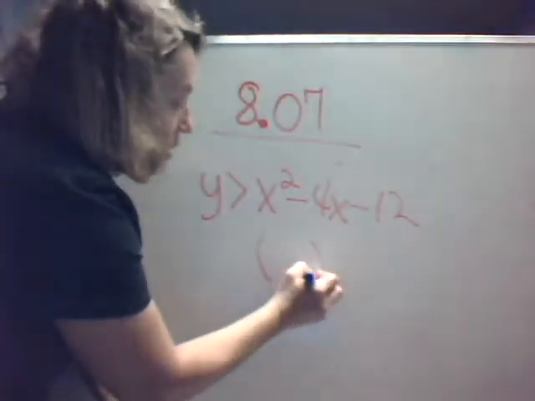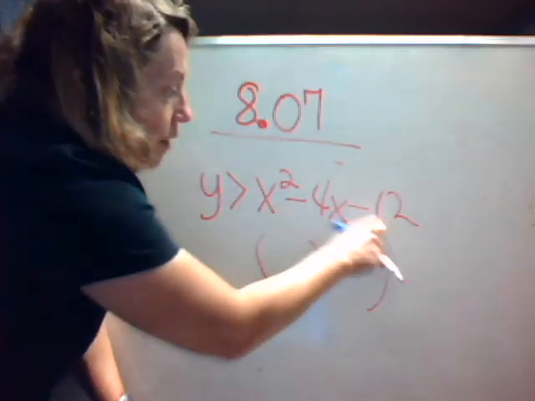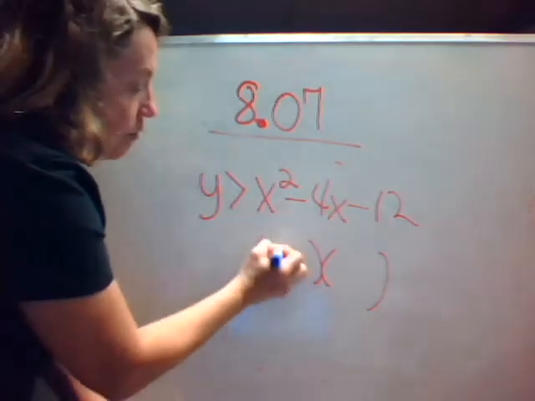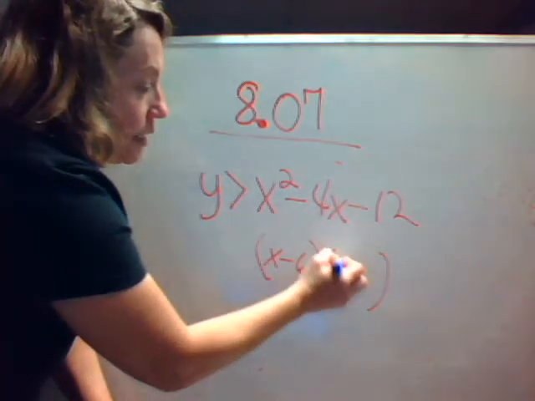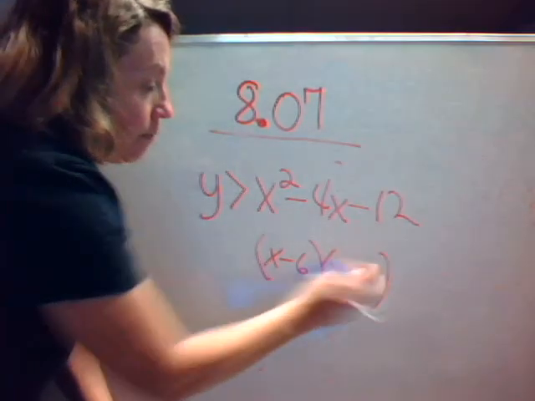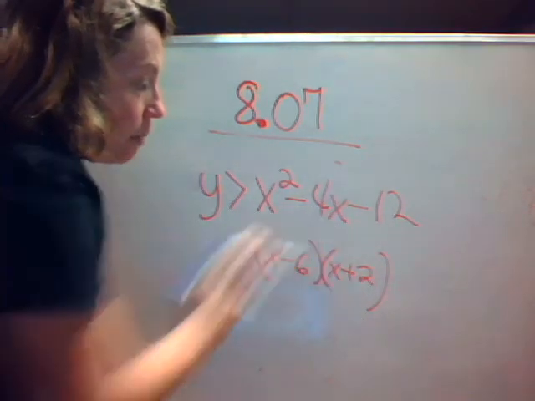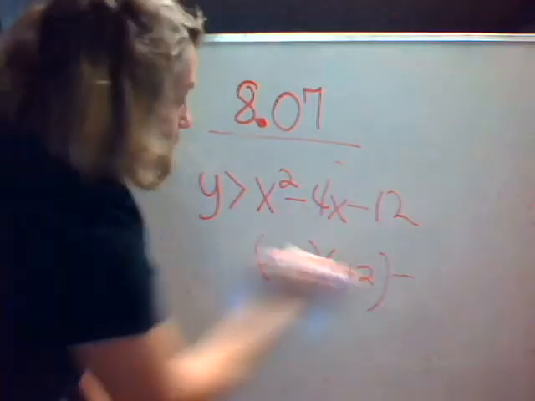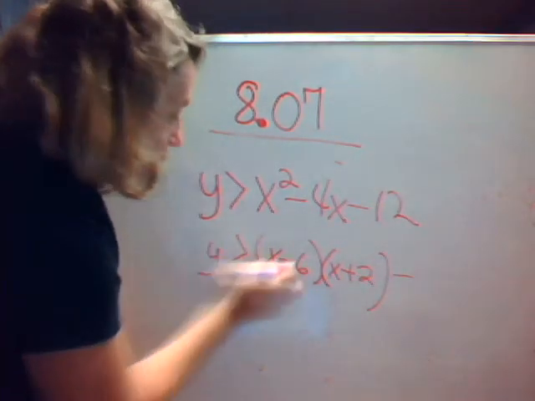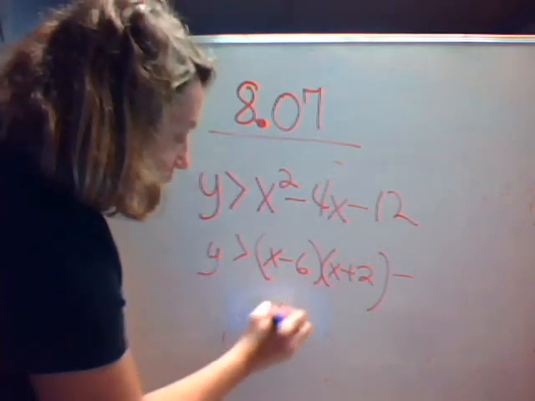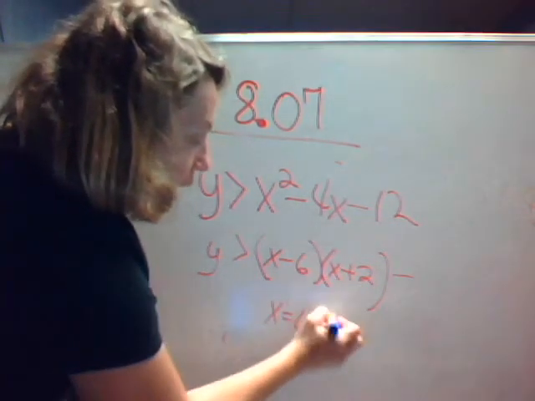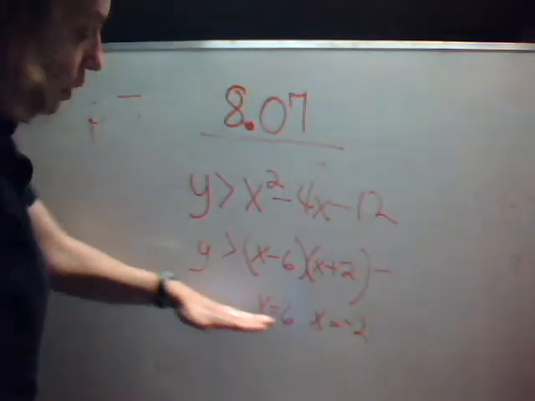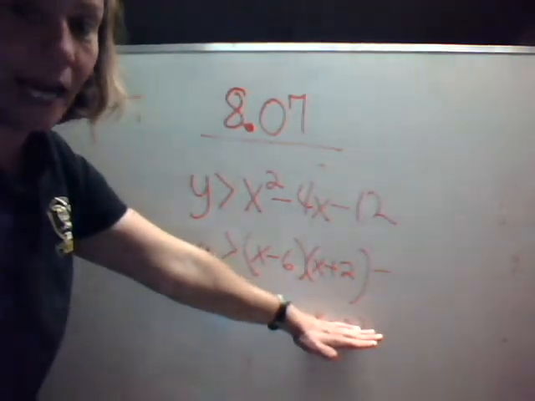So, I asked myself what multiplies to negative 12 that has a difference of 4? Negative 6 and positive 2. So, they combine to the negative 4. They multiply to the negative 12. So, my two roots, or where it's going to cross the axis, is where x is 6 and where x is negative 2. Okay? So now I have the points where it crosses the axis.